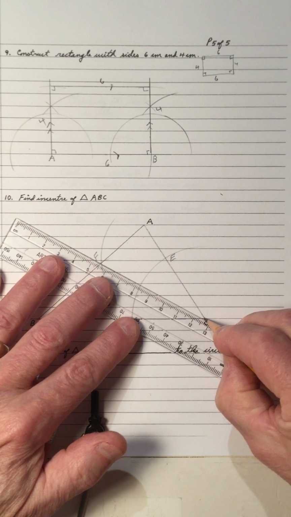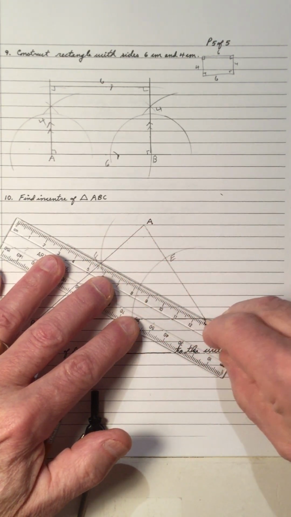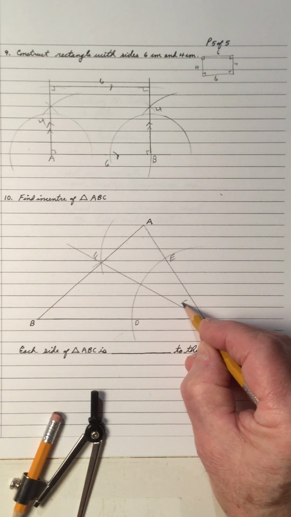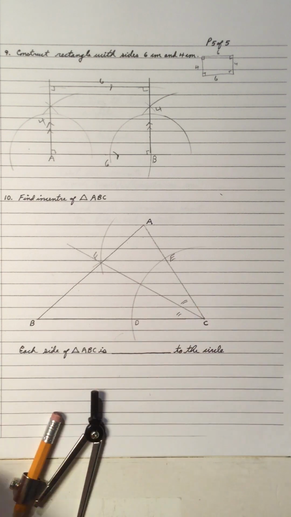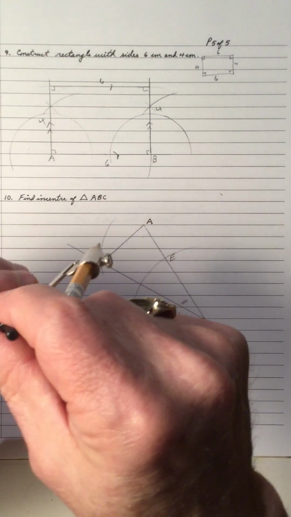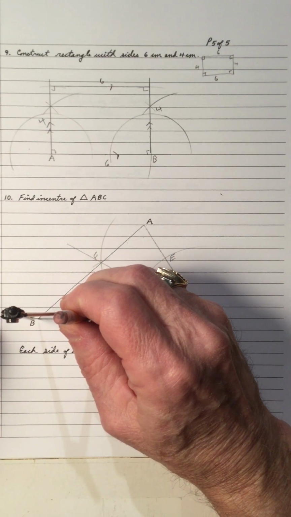C to F. So we have an angle bisector. So that's one angle bisected. So this angle is equal to this one. Now I can bisect angle B this time. So all the angle bisectors will meet at a point called the incenter.